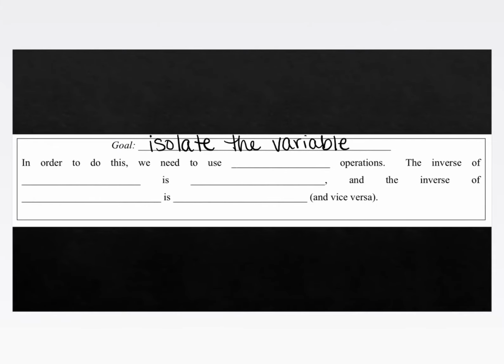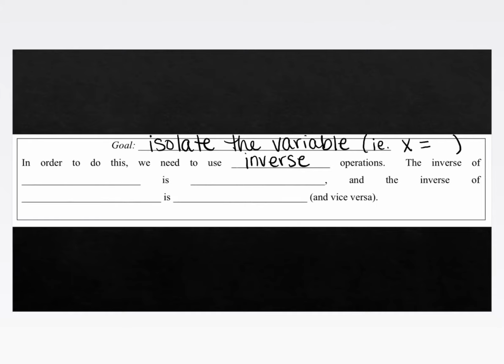In other words, we want to figure out what x equals, or any other variable. A variable is just an unknown value. So in order to do this, we need to use inverse operations.